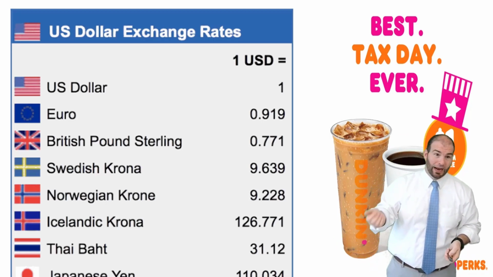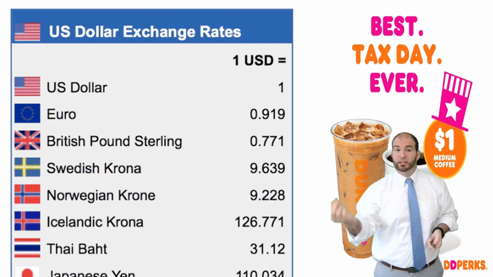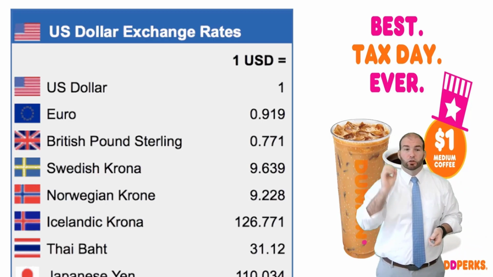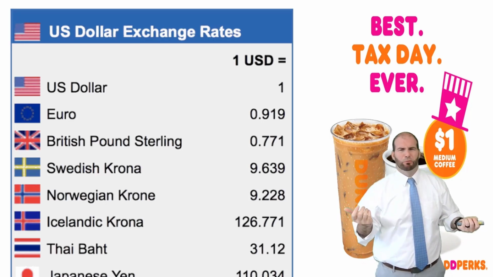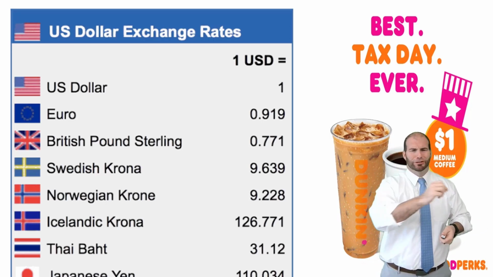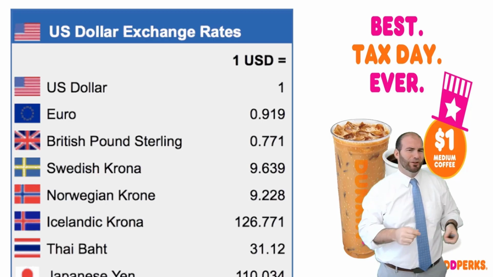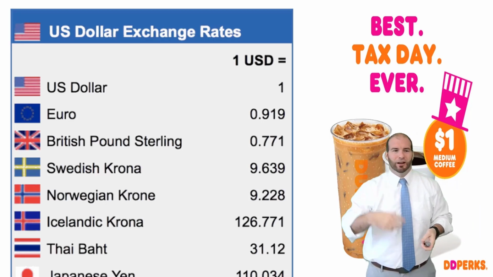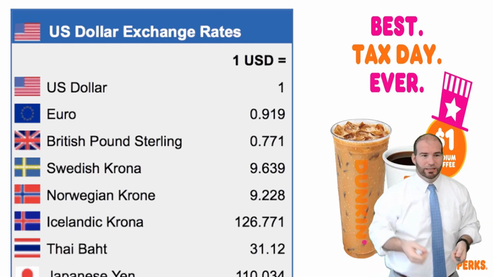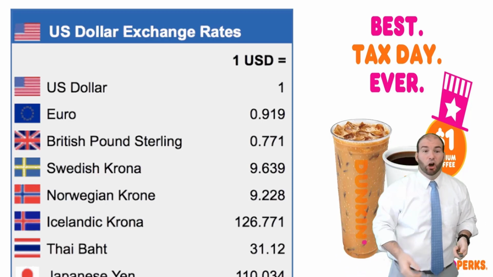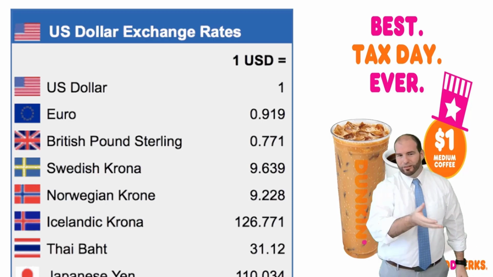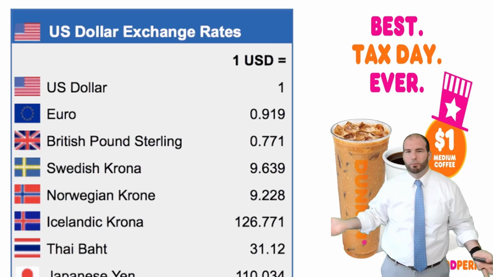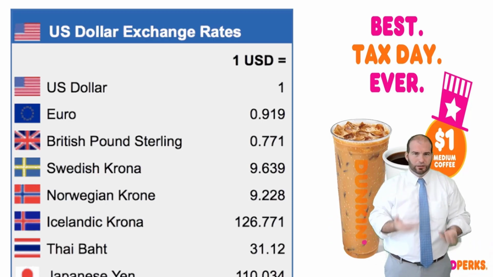The British pound sterling is 77 cents. Swedish krona, it wouldn't be $9, it'd be 9.60 krona in their money. Norwegian is 9.20. Icelandic krona, so Iceland, 126. Oh my gosh, that's crazy. Keep in mind, their salaries are probably, they all make millions of krona because their money isn't worth as much.